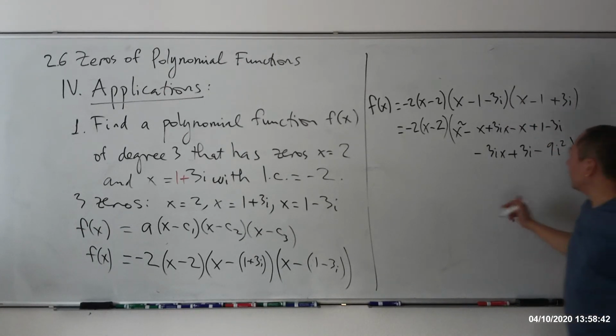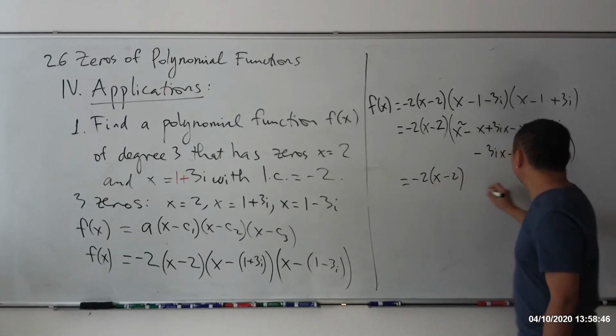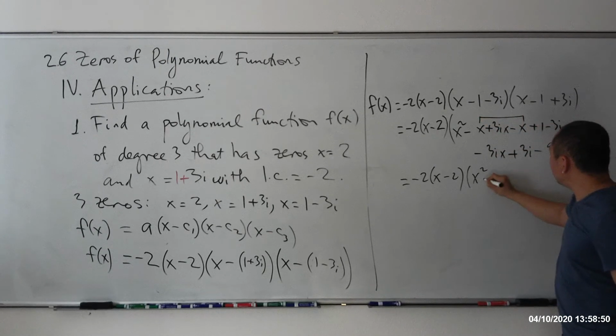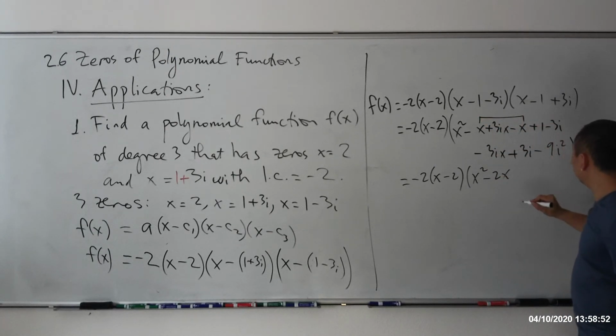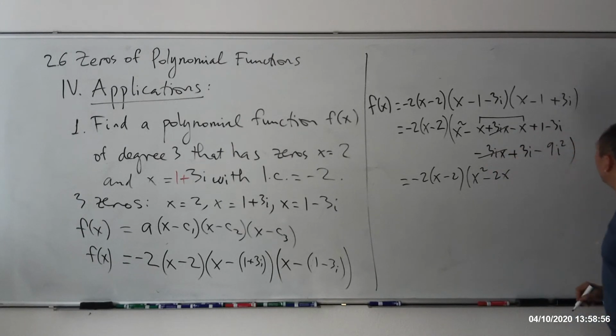Now simplify, combine the like terms. Negative 2, x minus 2. This is x squared. Negative x with negative x is negative 2x. 3ix minus 3ix cancel out, minus 3i plus 3i cancel out, and this one right here, negative 9i squared: i squared is negative 1, so negative 9i squared is 9. 9 together with 1 is 10.